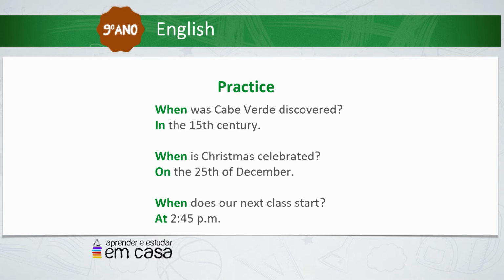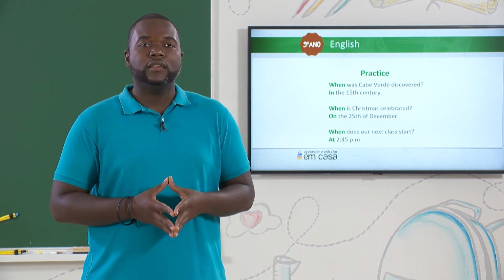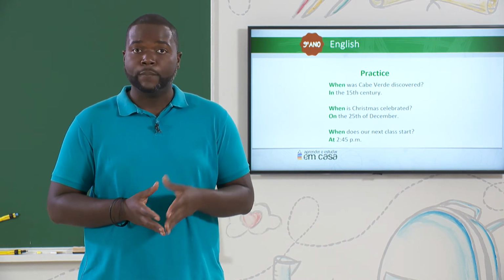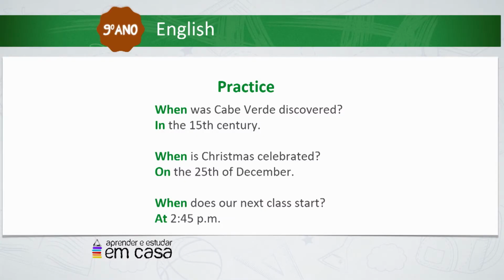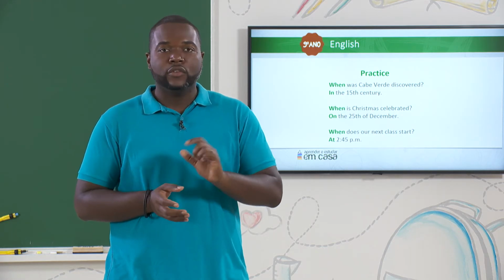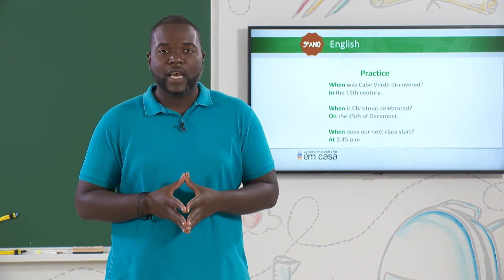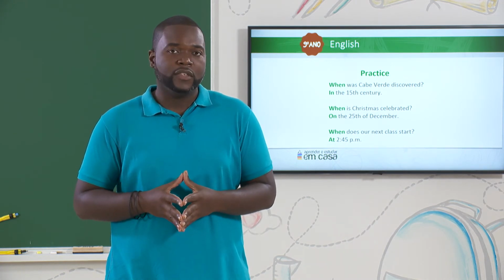All right? Let's continue. The next sentence is, when is Christmas celebrated? And the answer is on the 25th of December. Why did we use on? Because on as a preposition of time is used when we talk about days of the month, 25th of December. Next sentence. When does our next class start? All right, students, so why did we use at in this answer, at 2:45 p.m.? Because we saw before we use at for a specific time, and 2:45 p.m. is a specific time.